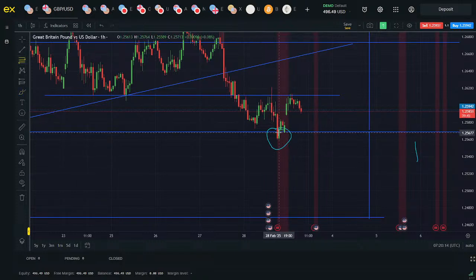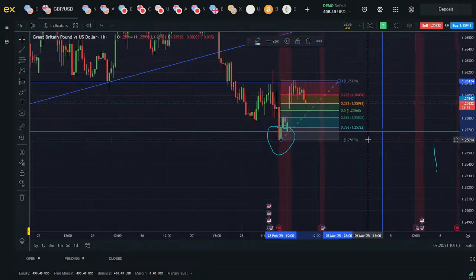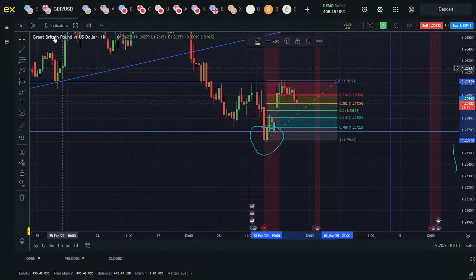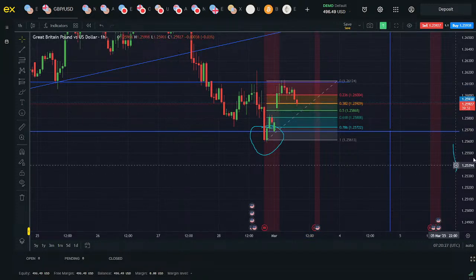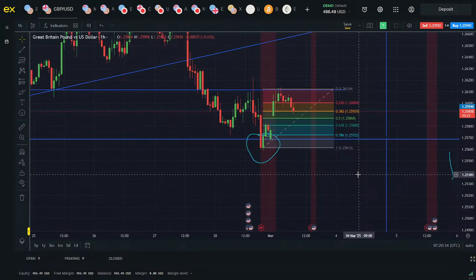Here also we can take a fib retracement from this very point, till here and till here. Maybe it will go till 0.5 or 0.618. Euro USD and GBP USD approximately play the same, but there's some difference in both of them, though not a complete difference, as you can see. So we have got the analysis of both of these, GBP USD and Euro USD.